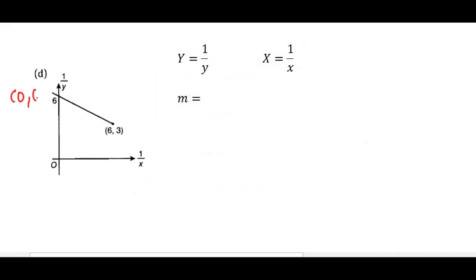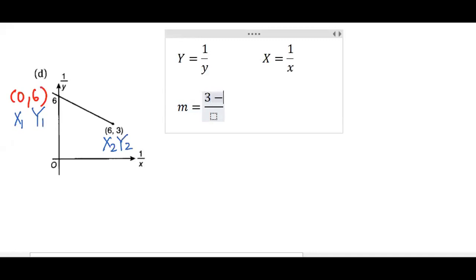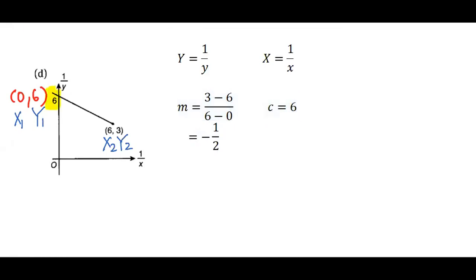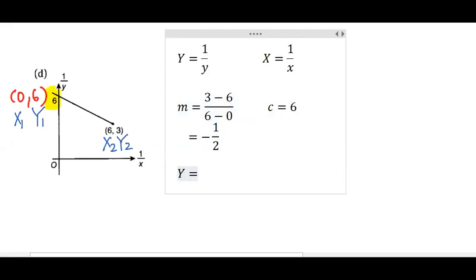Okay, big X, big Y, big X, big Y. Let's label. Y2 tolak Y1, X2 tolak X1. 3 minus 6 is negative 3, 6. Negative 1 per 3. Negative 1 per 2. Okay, what is your C? Pintasan Y kamu. 6, betul. 6 over here. So, kita masukkan formula. Big Y equals to negative 1 per 2 big X plus C.